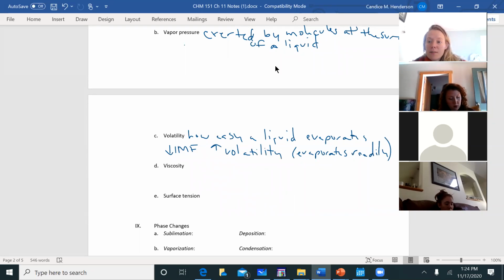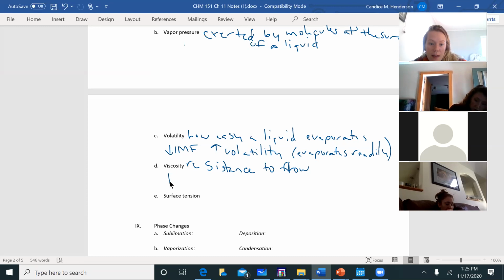Viscosity, when something is viscous, this means that it's classifying its resistance to flow. If I say something has a high viscosity, it means it's really thick, like syrup has a really high viscosity. It's resisting the ability to flow. Something with a low viscosity would be like water. It's easier for that to flow.